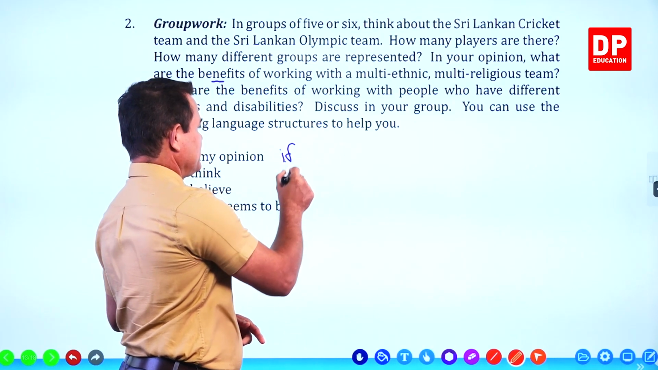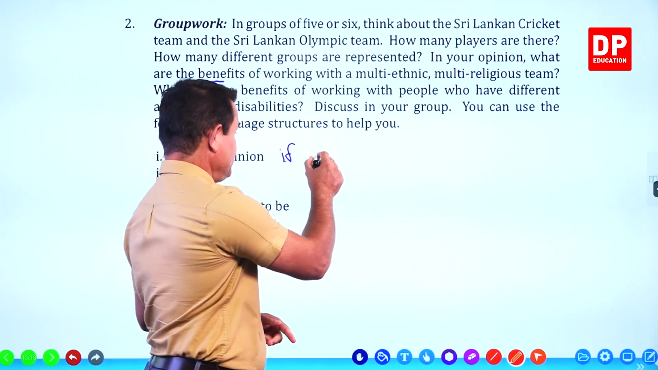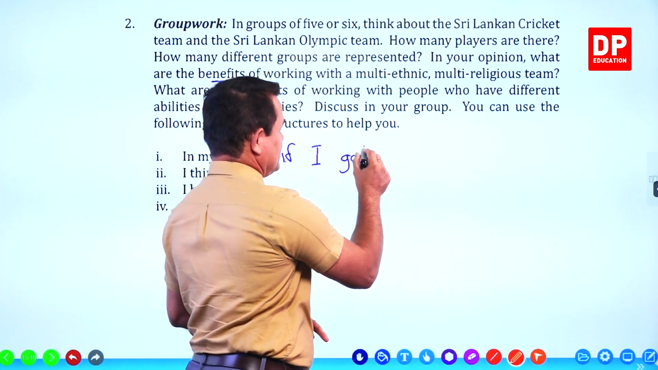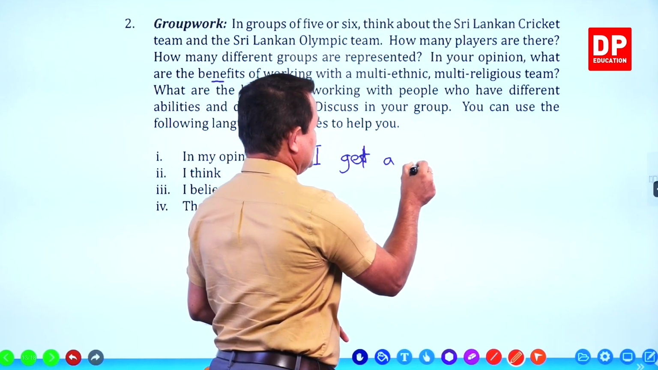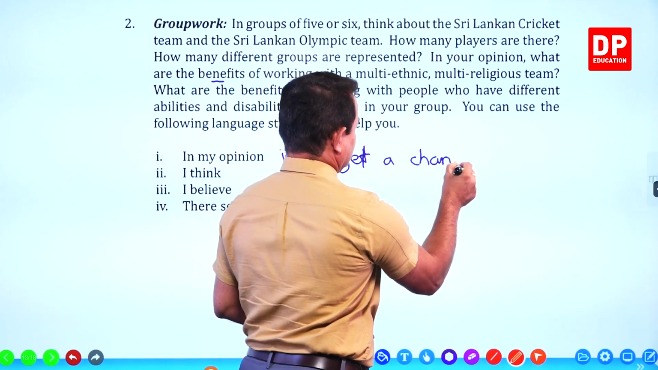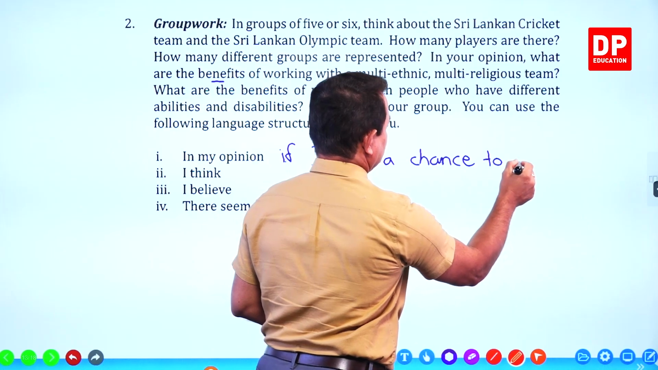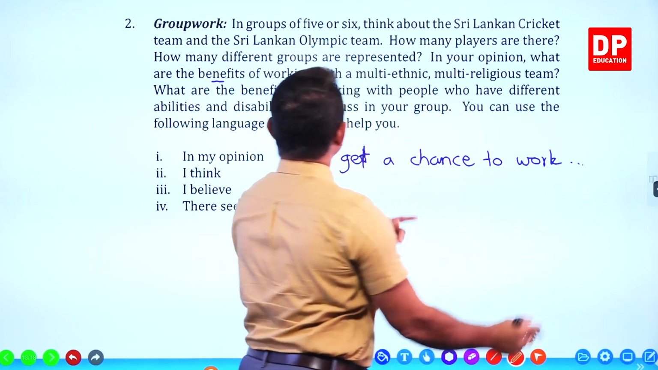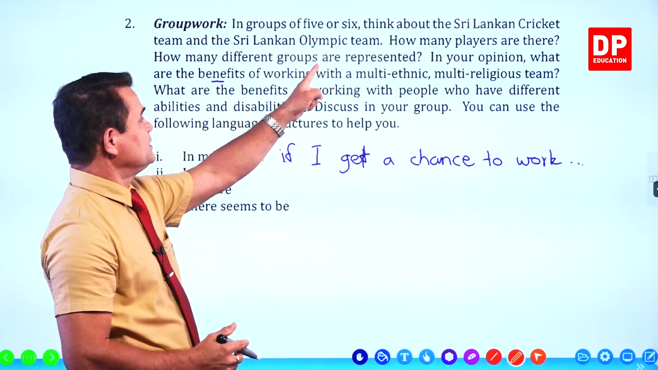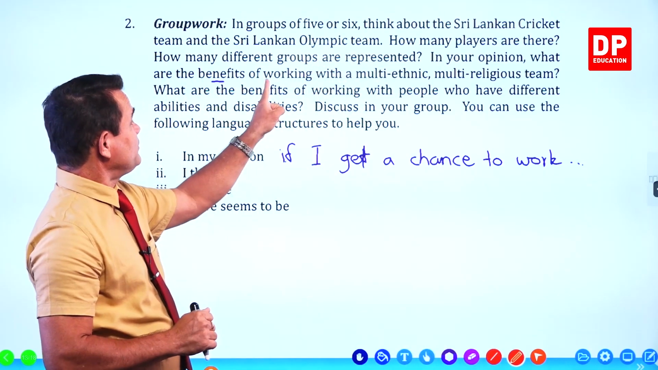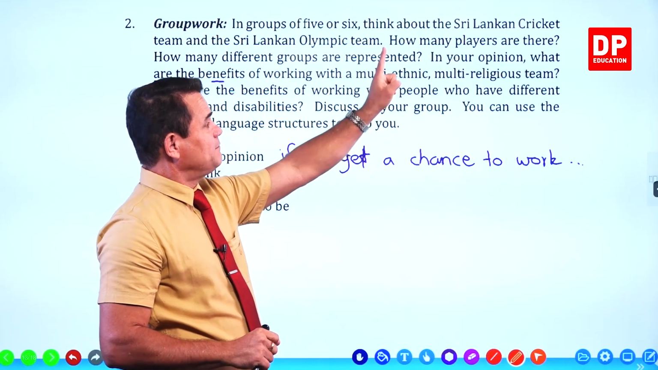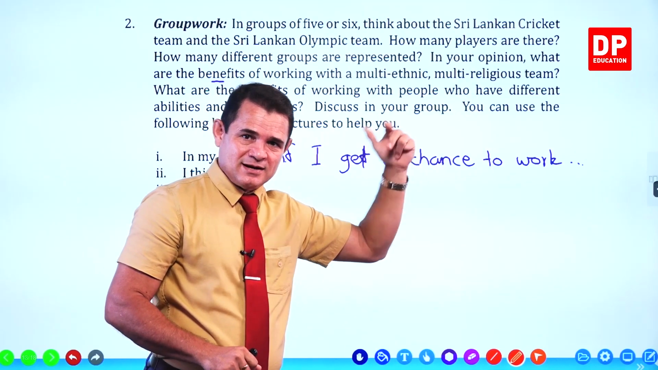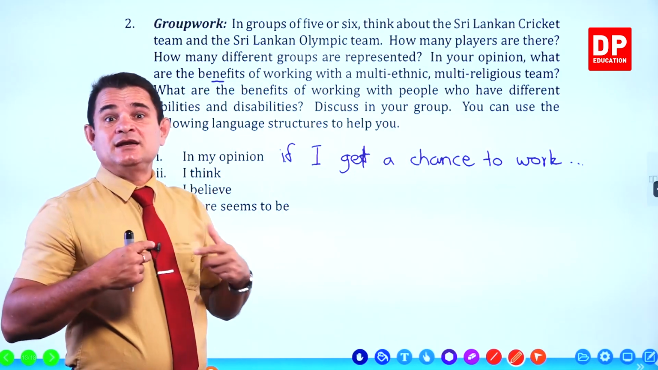If I get a chance to work, you can use this part from this. If I get a chance to work with ethnic multi-religious team ඒ අය එක්ක වැඩ කරන්න ලැබුණොත් I will learn a lot.